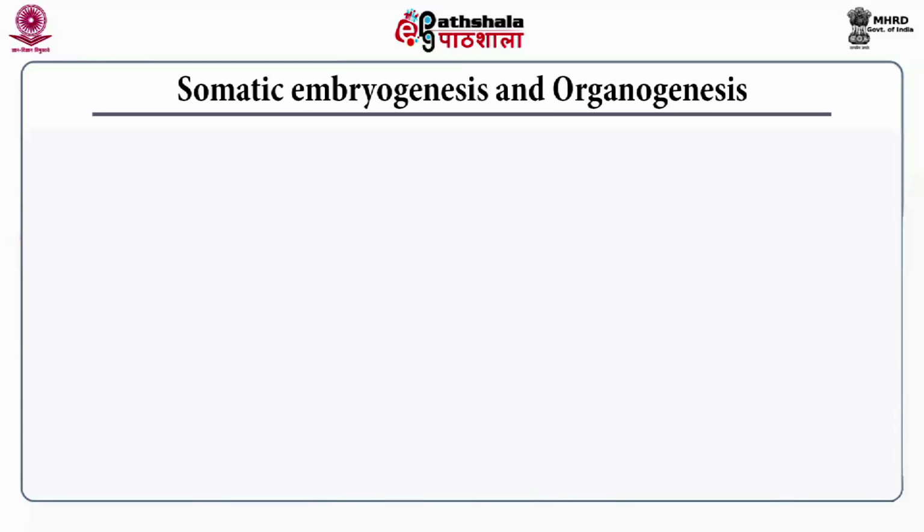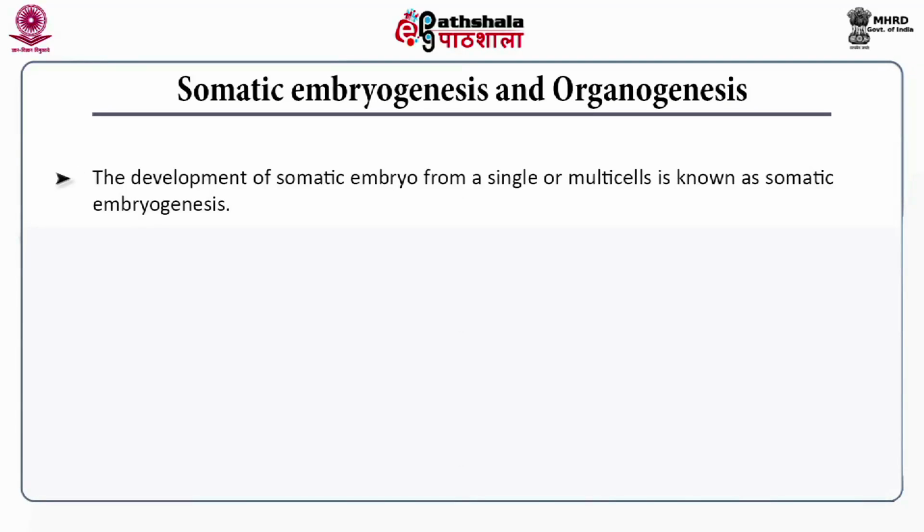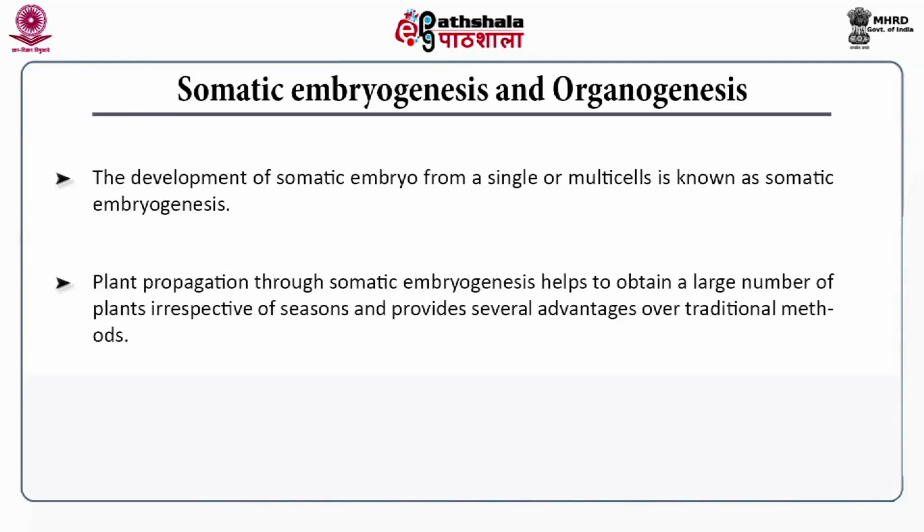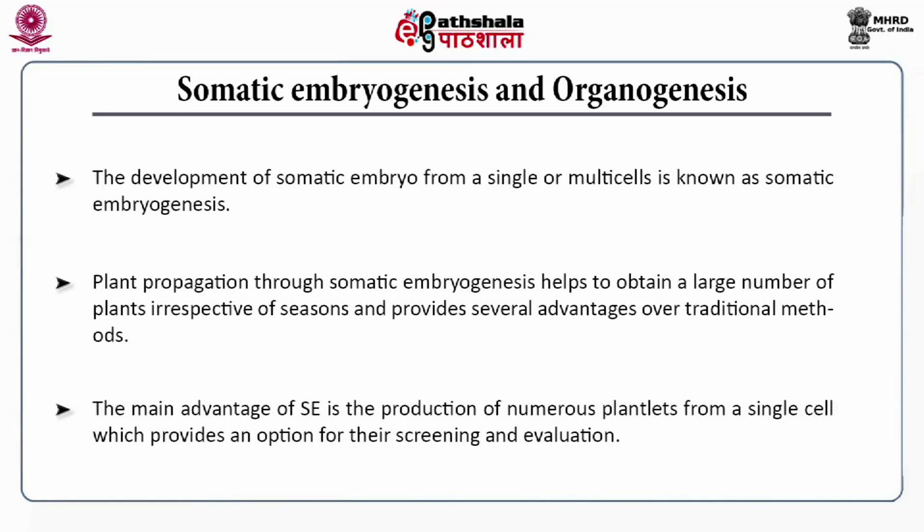Then the third method is somatic embryogenesis and organogenesis. The development of somatic embryo from a single or multiple cells is known as somatic embryogenesis. Plant propagation through somatic embryogenesis helps to obtain a large number of plants irrespective of seasons and provides several advantages over traditional methods. The main advantage of somatic embryogenesis is the production of numerous plantlets from a single cell, which provides an option for their screening and evaluation.